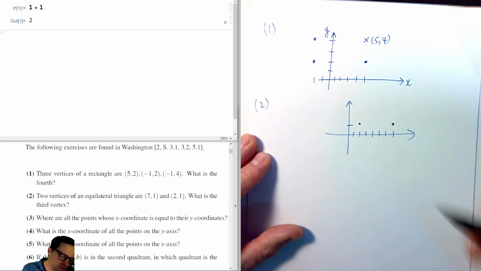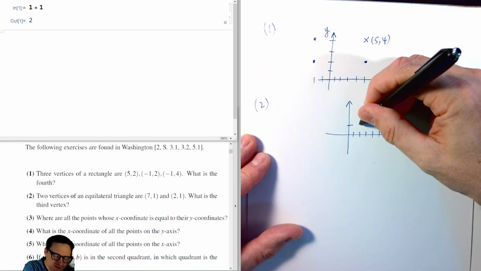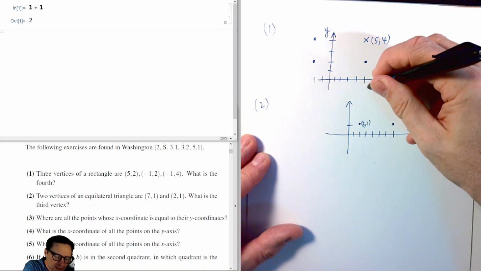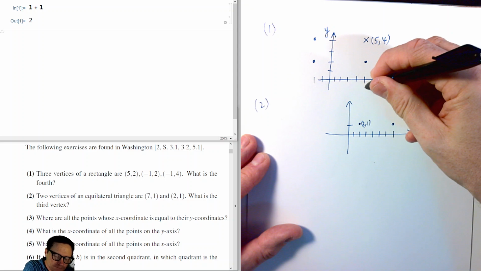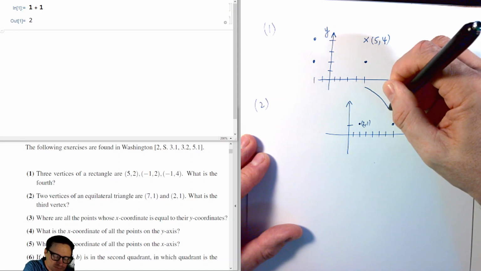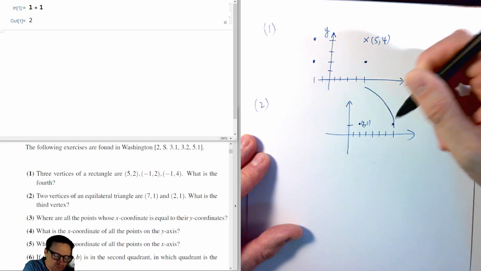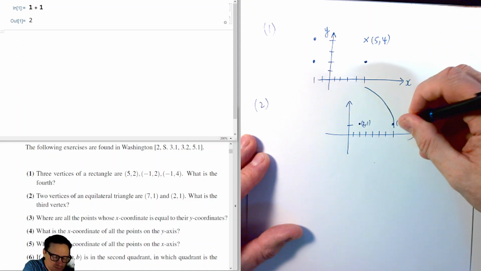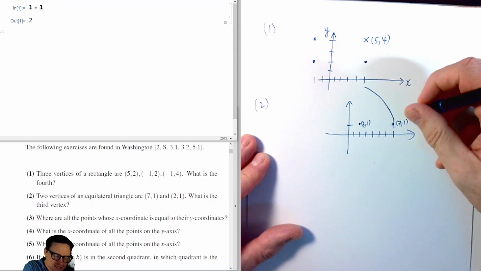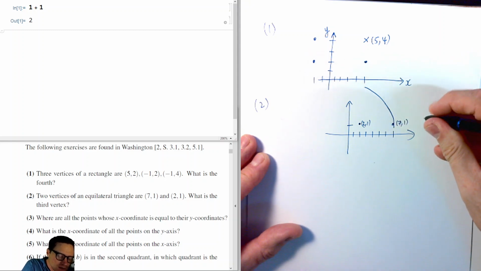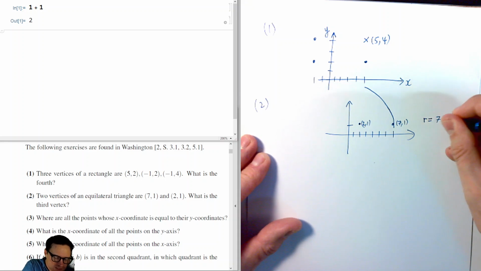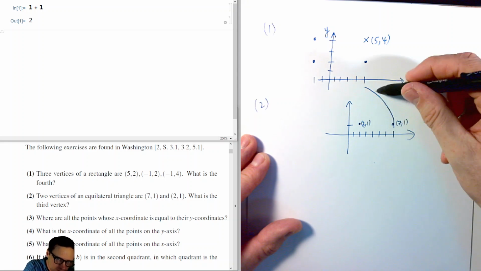Well, what I would suggest to you is draw a circle with center (2, 1), and that would look something like this, of radius the distance between here and here. Now clearly that distance is 7 minus 2. So that's the radius of our circle, 7 minus 2, which is 5. So this distance here should be 5.